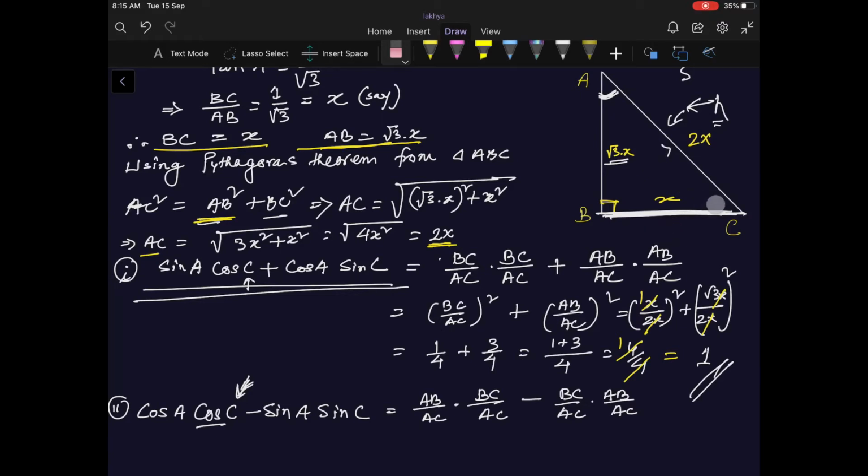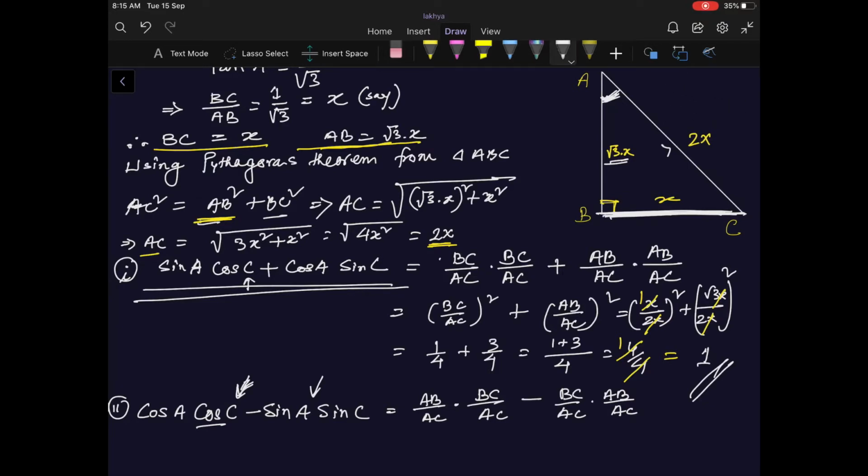Just remember one thing: suppose we are taking sine A, then when we take angle A, the opposite side of this angle A should be considered as perpendicular in trigonometry. And the adjacent side of this angle, other than the hypotenuse, is the base. So that's how we can take perpendicular, base and hypotenuse. Hope you have got this.